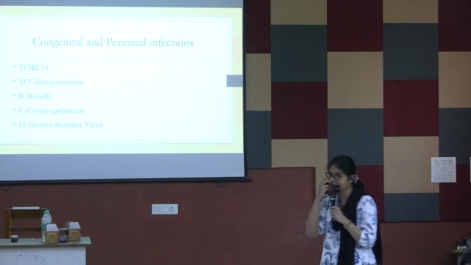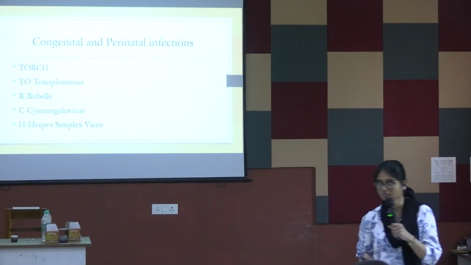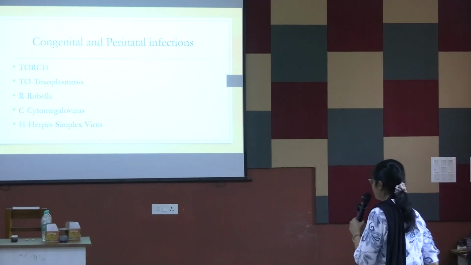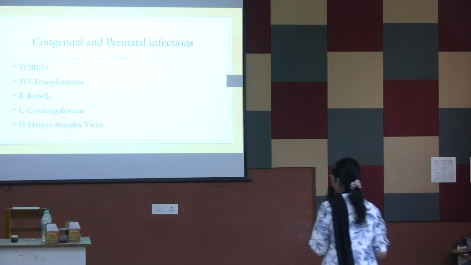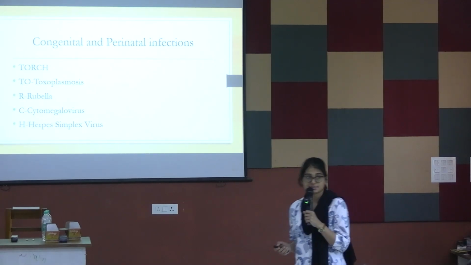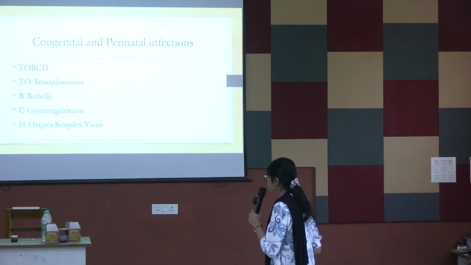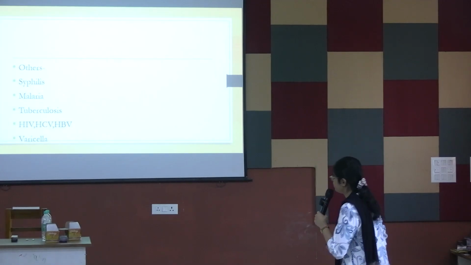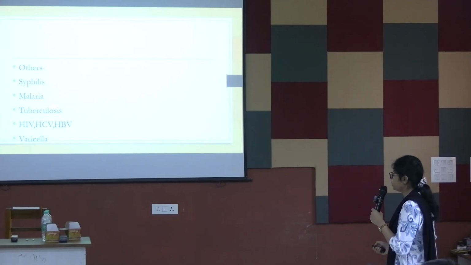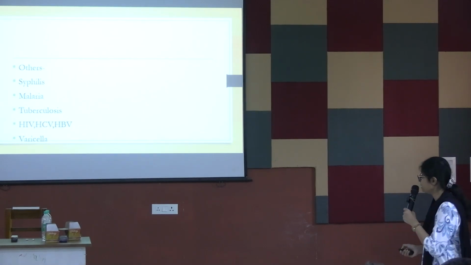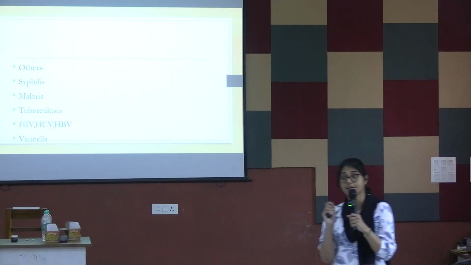Now the second topic is congenital and perinatal infection. We will learn about TORCH infections because these are congenital and perinatally transmitted. So what are TORCH infections? The abbreviation TORCH means: T is toxoplasmosis, R is rubella, C is cytomegalovirus and H is herpes simplex virus. Other infections are also there like syphilis, malaria, tuberculosis, HIV, hepatitis C virus, hepatitis B virus and varicella. These can also be congenital or perinatally transmitted.